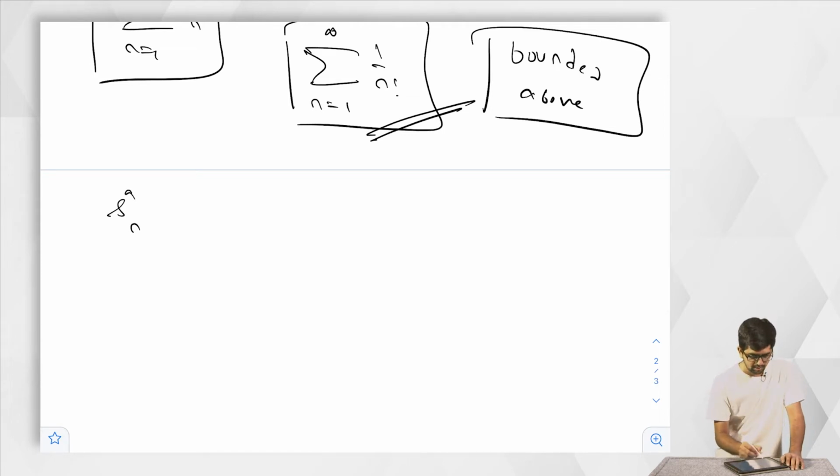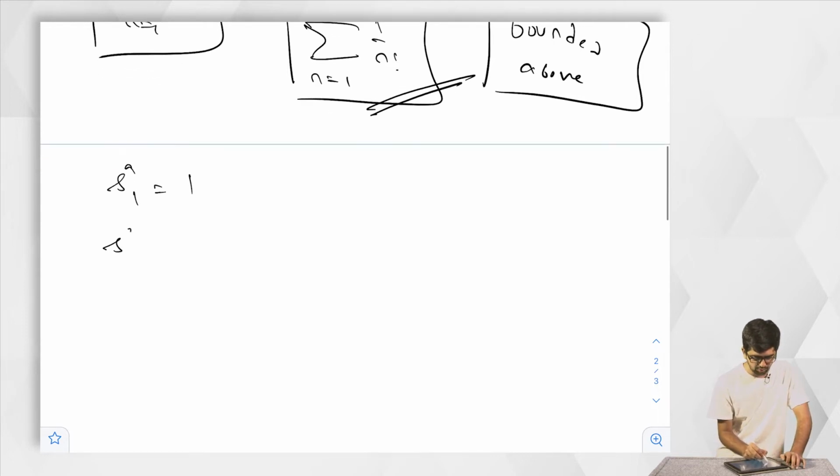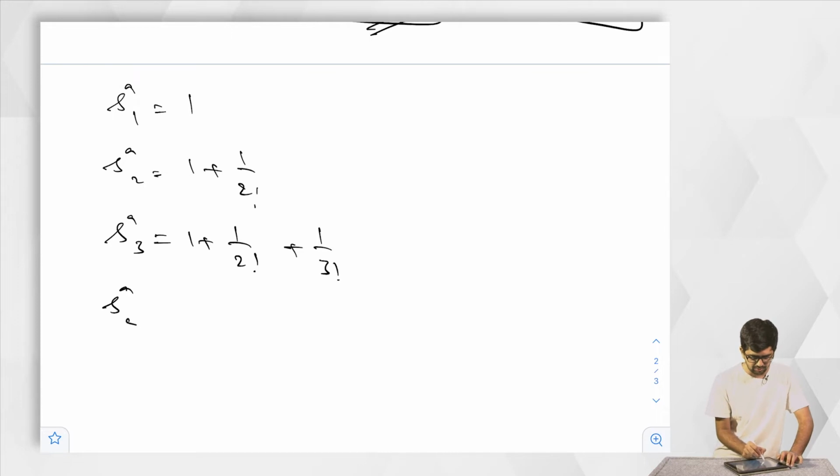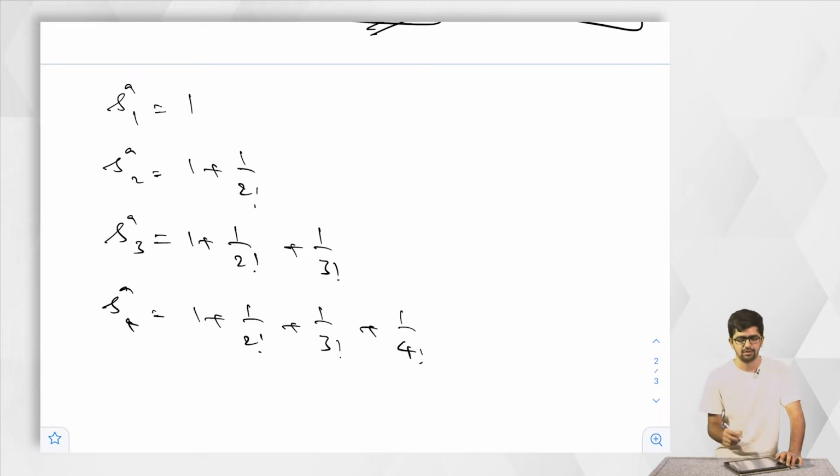above or not. So what is S_1? S_1 is just 1. S_2 is 1 plus 1 by 2 factorial. S_3 is 1 plus 1 by 2 factorial plus 1 by 3 factorial, that is all. S_4 is 1 plus 1 by 2 factorial plus 1 by 3 factorial plus 1 by 4 factorial, and so on.